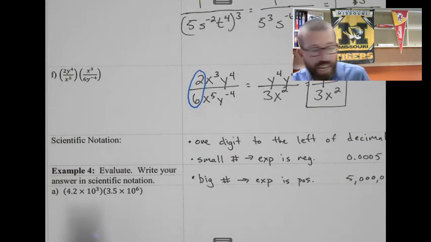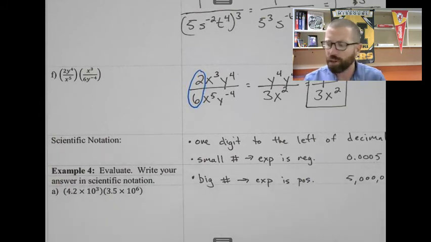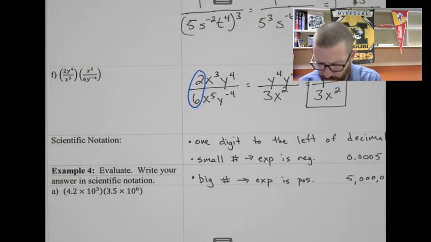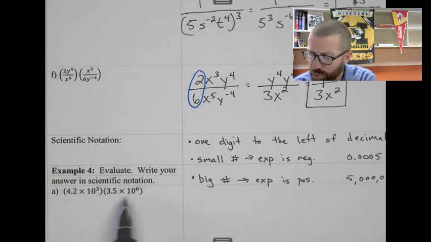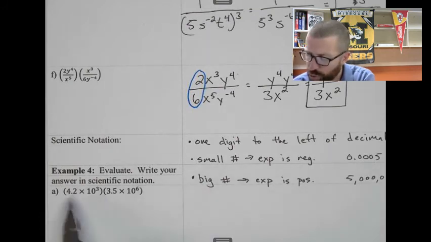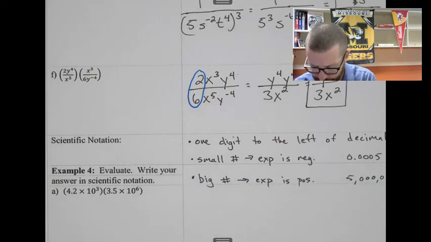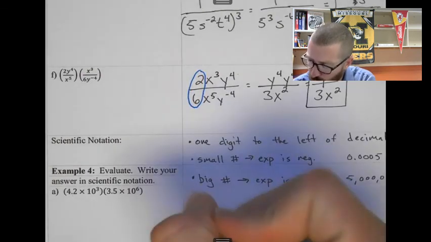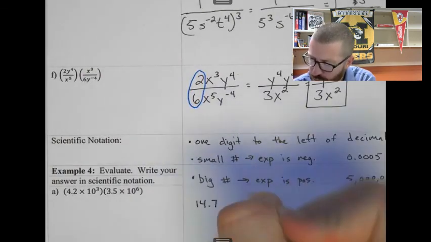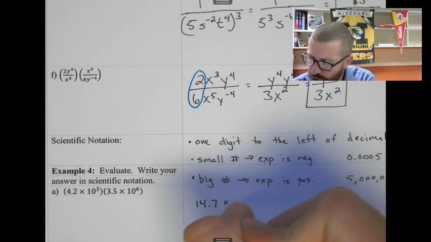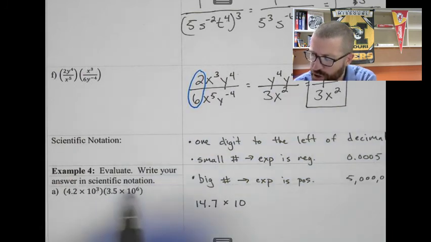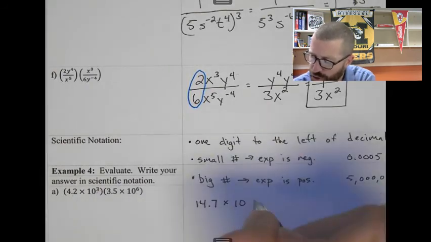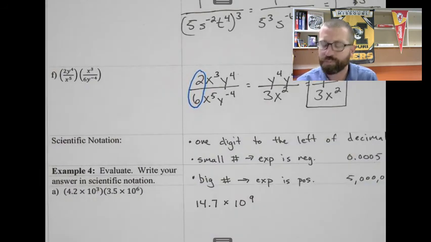When you evaluate them, the same exponent rules apply. There's no difference in them, but it is a little confusing with this and the way it's written in the numbers. So like here to multiply, just multiply these two numbers. So I have 4.2 times 3.5. And that gives us 14.7. And then it's times 10 to the, and then you 10 to the third times 10 to the sixth is 10 to the ninth. So just add the exponent.